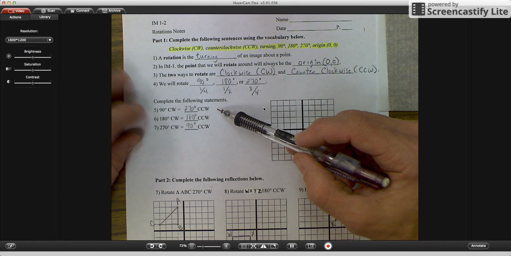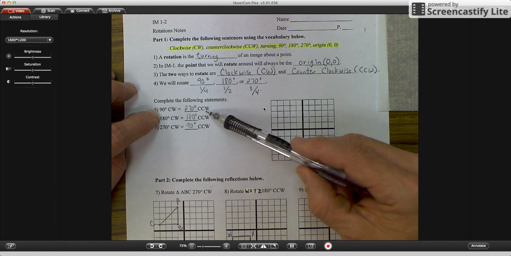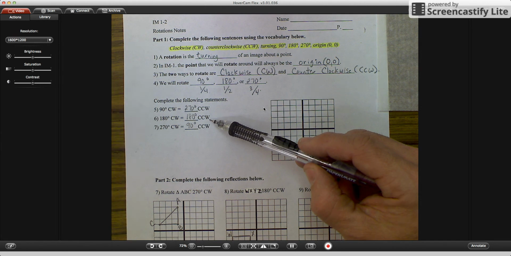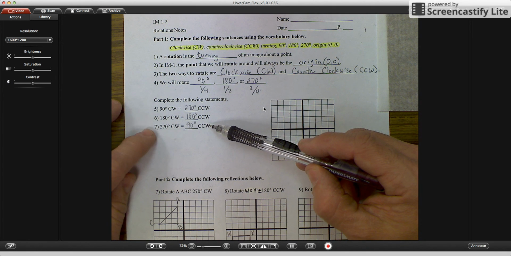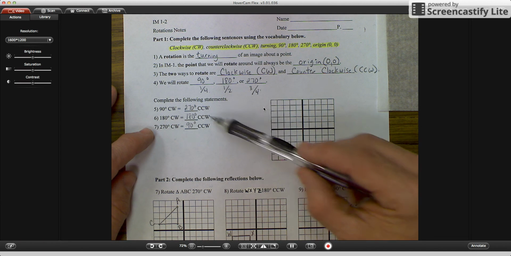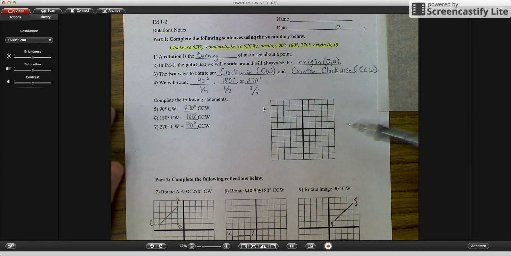And then we talked about 90 degrees clockwise is the same as 270 degrees counterclockwise. 180 degrees clockwise is the same as 180 degrees counterclockwise. And then 270 degrees clockwise is 90 degrees counterclockwise. Again, all making a whole turn.